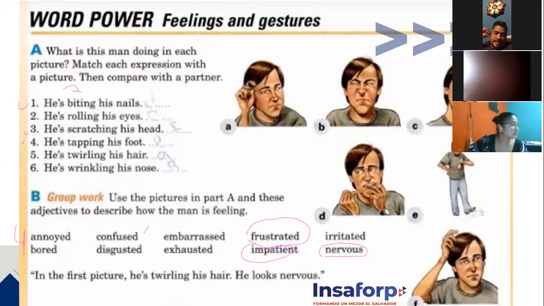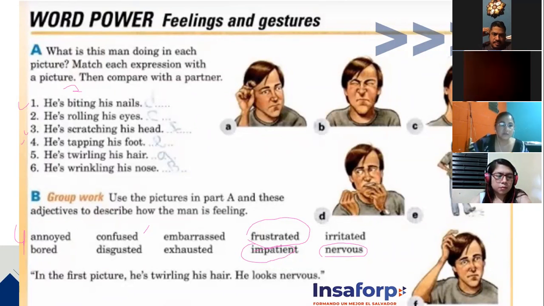In this case, it's nervous. Nervous, okay, maybe. When you are giving a presentation and you don't know what to say, you start tapping your foot. Okay, maybe, it can happen. Or maybe impatient, you want to leave the place. Maybe. What about number 5?